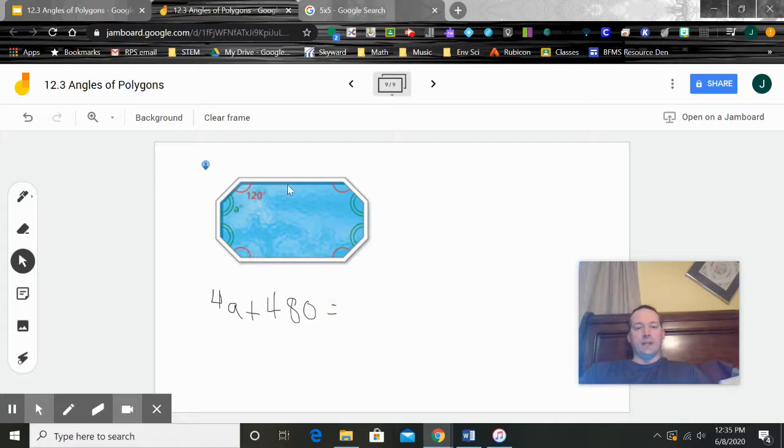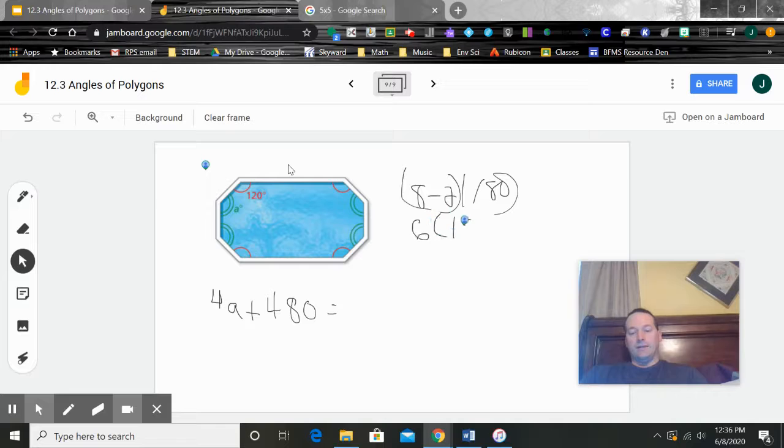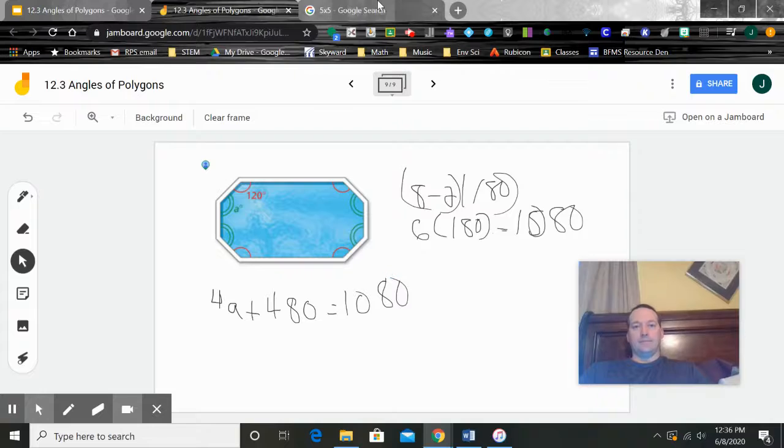Well, how much is that? What size polygon is this pool? Well, we already know there are 8 angles, so it's going to be an octagon, but just double check. 1, 2, 3, 4, 5, 6, 7, 8. So it's 8 sides, so 8 minus 2 times 180. That's 6 times 180, which equals 1080. So there's 1,080 degrees in an octagon.